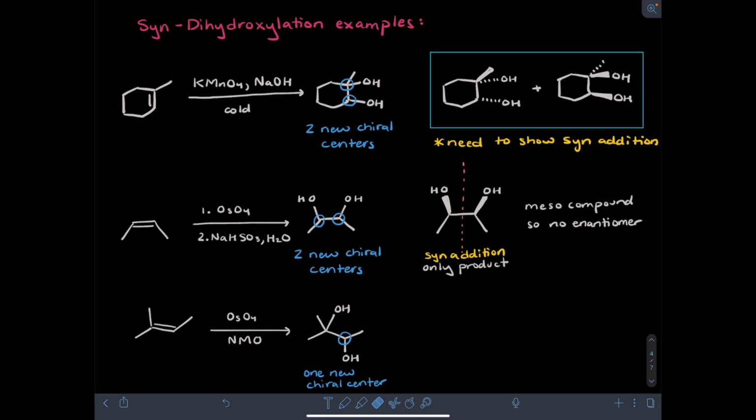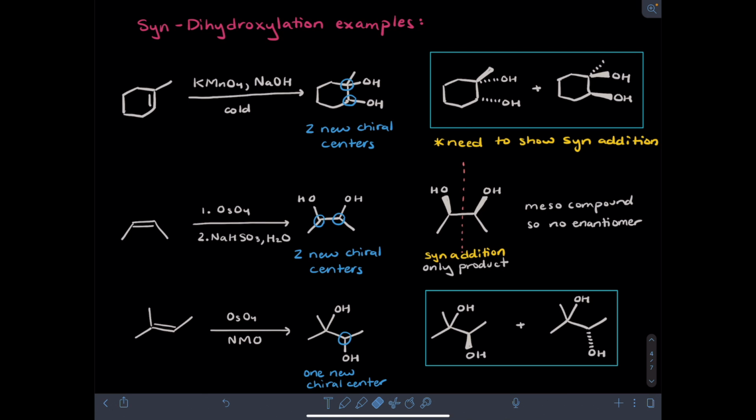When this is the case, although syn addition did occur, you only need to worry about showing stereochemistry at the new chiral center. I would draw 2 products that are enantiomers of each other. One of these has the chiral center with an OH group as a wedge, and in the other one, this chiral center has a dashed OH group instead.